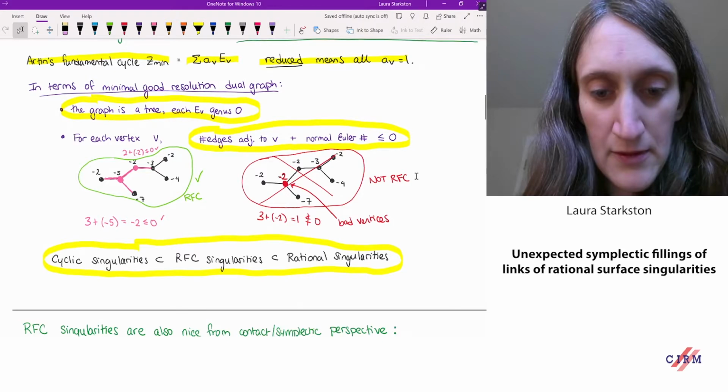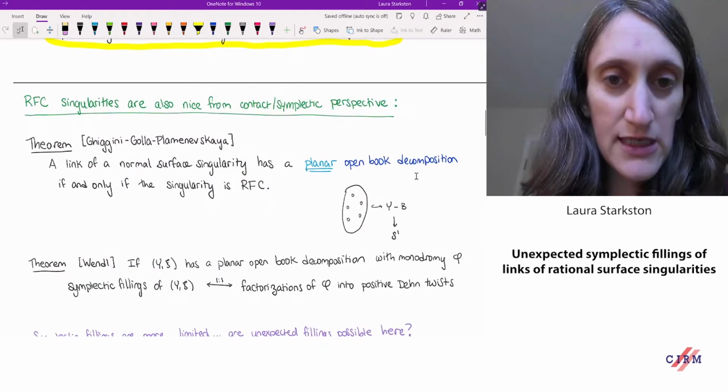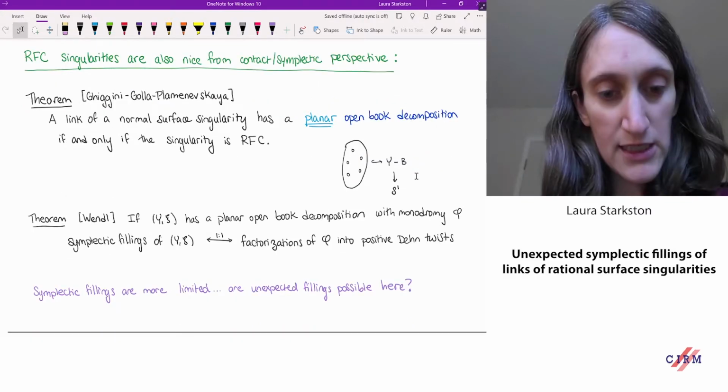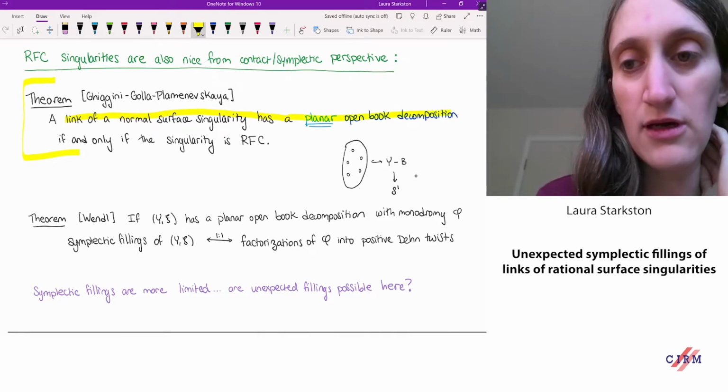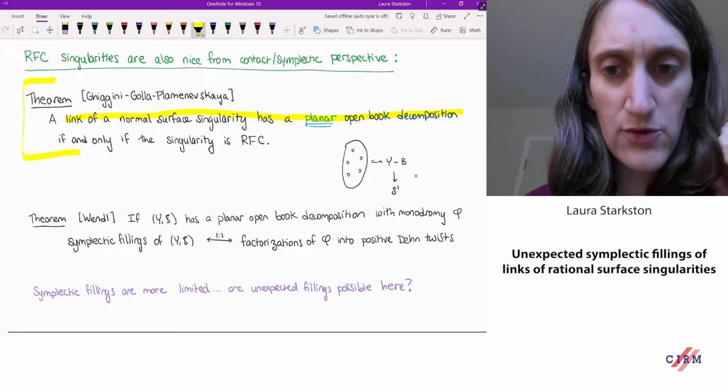All right, so the other aspect of these reduced fundamental cycle singularities that's really nice looking from the symplectic geometry perspective is that they're also kind of simple from the contact geometry point of view. There's a theorem of Gay, Golla and Plamenevskaya, which says that these RFC singularities are exactly the ones whose link has what's called a planar open book decomposition.